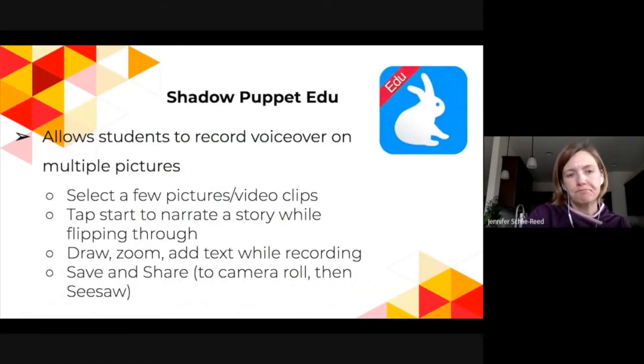ShadowPuppet is a nice one as well, especially, I would say, definitely for K through 3, as far as students being able to have multiple pictures with voiceovers. This one is in our self-service.